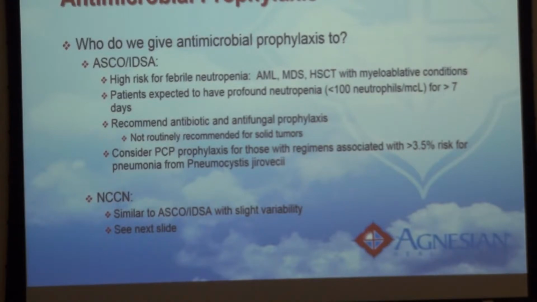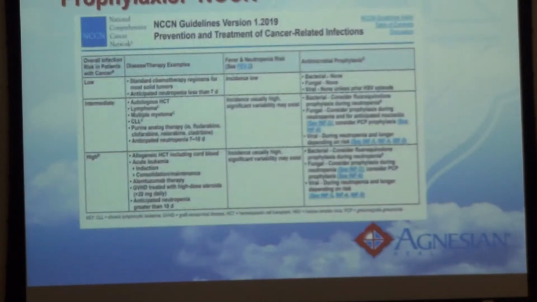When we get into regimens with high PCP rates, we add on things like Bactrim or Dapsone. And then here is a nice sheet by NCCN that is showing the low, intermediate, and high risks. On this one, what I like to show is for antimicrobial prophylaxis, the gold standard is levofloxacin. It has the most studies done behind it.